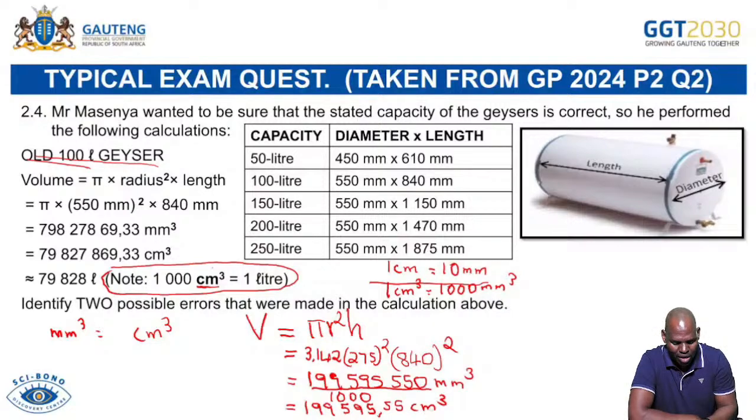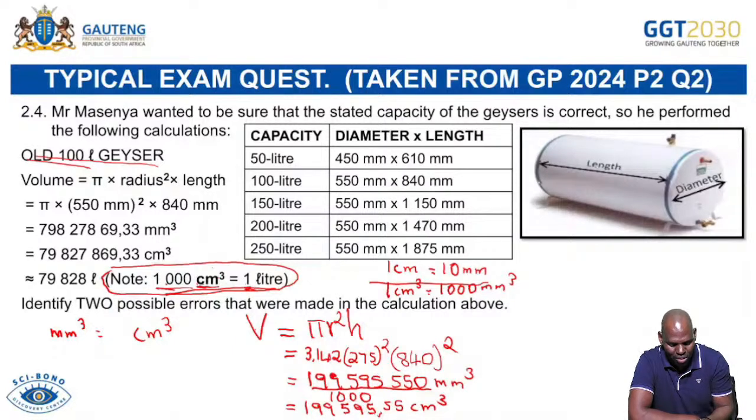Okay, now I have to continue. I have to convert it to liters. Look at the conversion factor. 1,000 centimeter cube is equal to 1 liter. That means if I want to convert from centimeter cube to liters, I have to divide by 1,000, because from centimeter cubed it changes to 1. You can only get 1 there by dividing by 1,000. If I want to convert from liters to cubic centimeters, I'll multiply by 1,000.